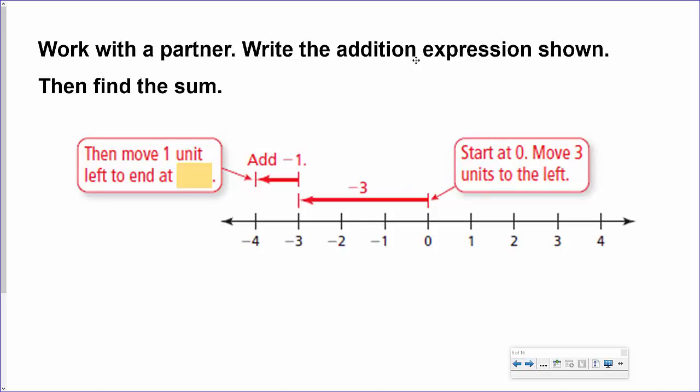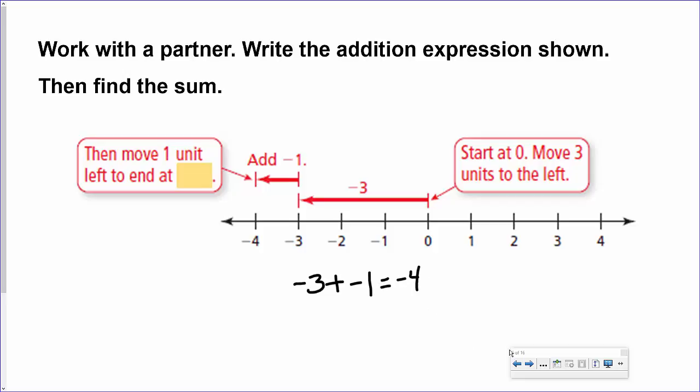So it says write the addition expression. I'm going to have my negative 3, and then I'm going to add. But what's actually happening here? What direction am I traveling in? To the left. And how do you represent a number to the left? So I put negative 3 minus 1, and that equals negative 4 as well.